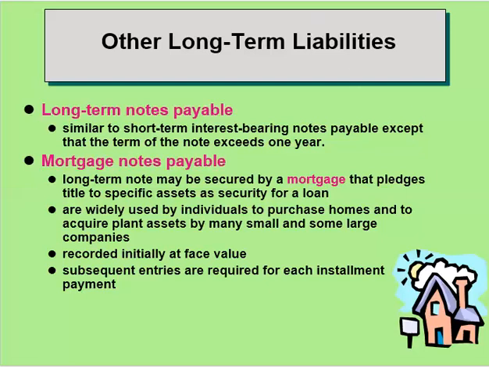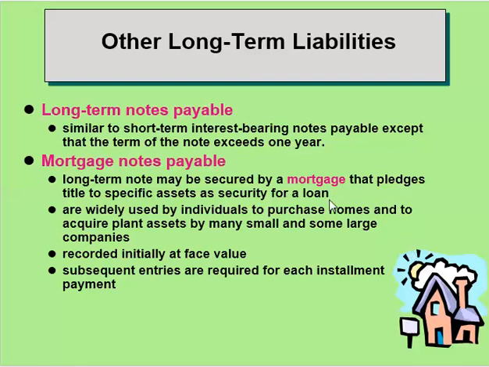Let's look at other types of long-term liabilities that a company might have. Typically those would be other types of long-term notes payable. Those would be liabilities that exceed the current year, and/or mortgage notes payable. Now when I say mortgage, I just mean it's secured by a specific asset.